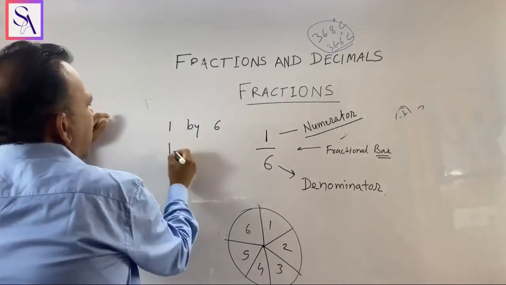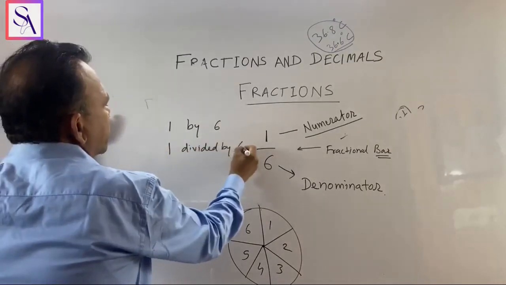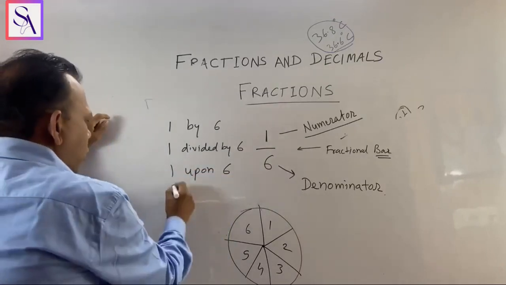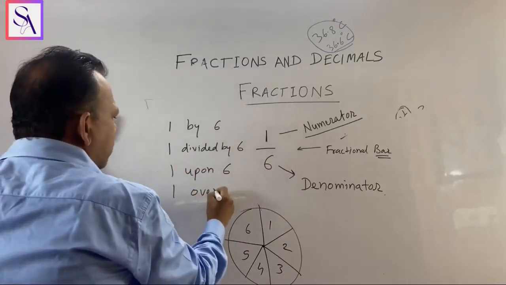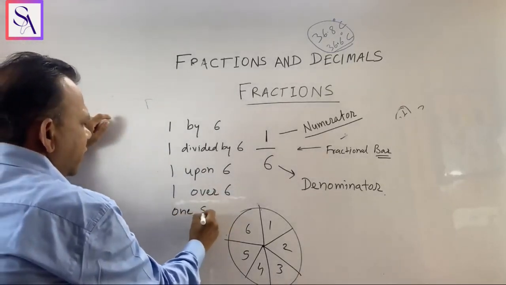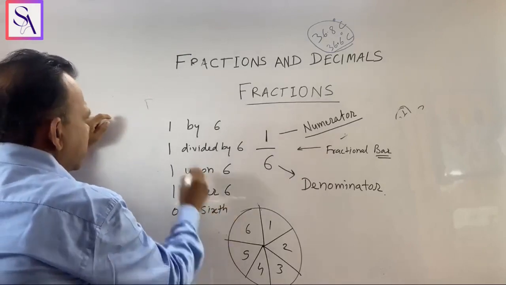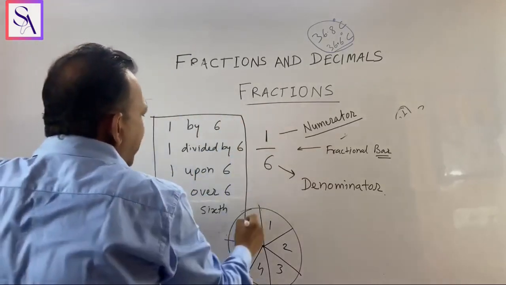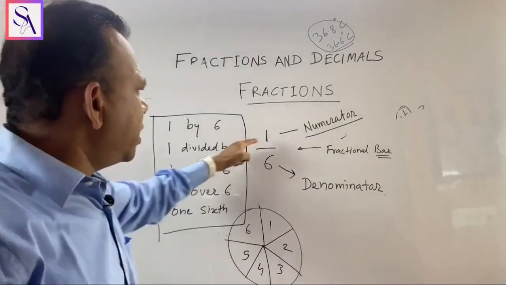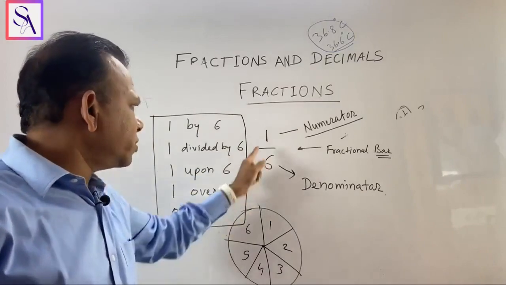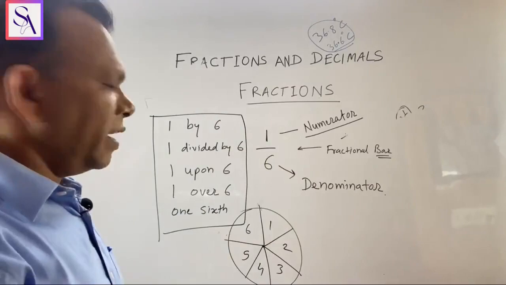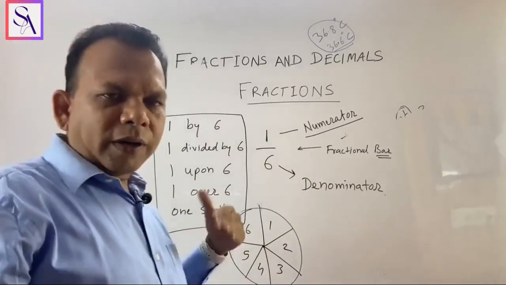1/6, or 1 divided by 6, or one-sixth. So these are the ways to read this fraction. 1 over 6, 1 divided by 6, one-sixth. So this is how a fraction is called or can be read.